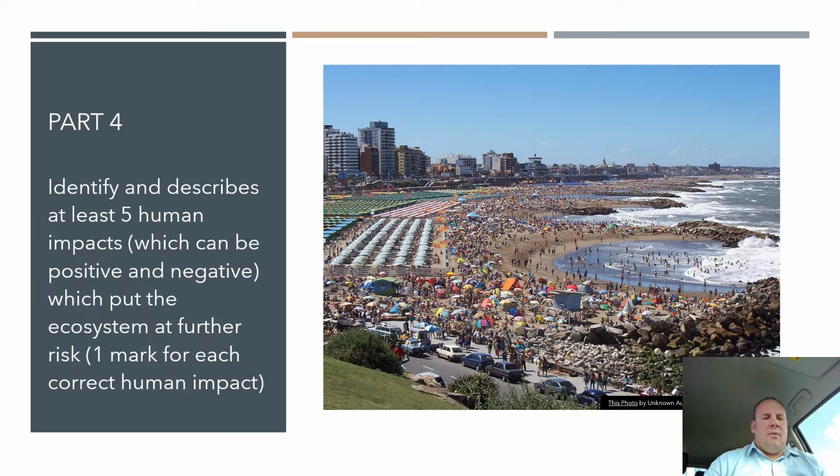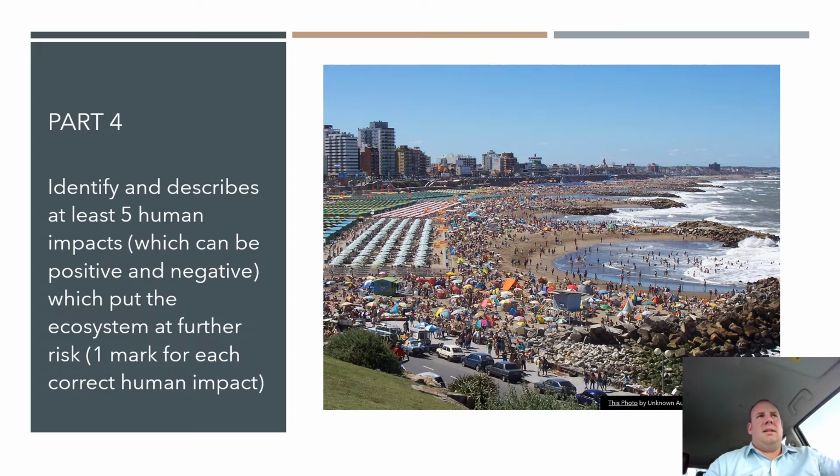Part 4, this one's quite easy. You've just got to identify and describe 5 human impacts that impact the ecosystem at risk, and you're going to get 1 mark for each human impact. Human impacts can be both positive and negative, so make sure you're using a variety of both positive and negative. We don't just want negative impacts. You might be wondering what positive and negative impacts mean.